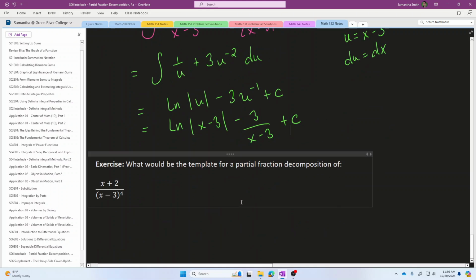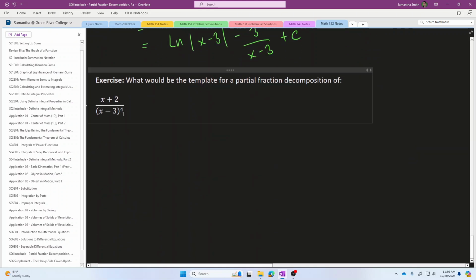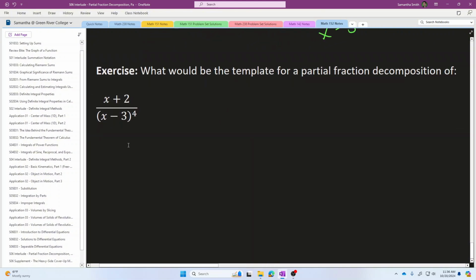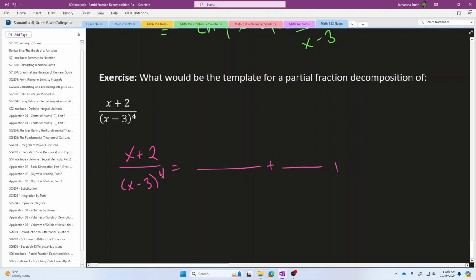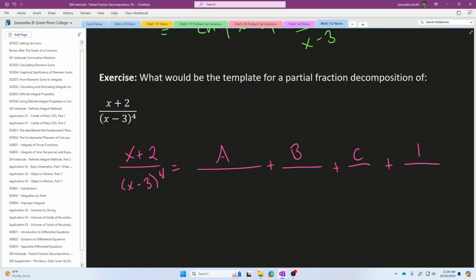Now, if you are in a situation where you have a repeated factor in the denominator with an exponent that's different, for example, if you had an exponent of 4, then what would the template for something like that look like? If you had an exponent of, say, 4, then on the right side you would have 4 fractions, all of them with constants in the numerator. And then in the denominator, you're going to count up exponents.